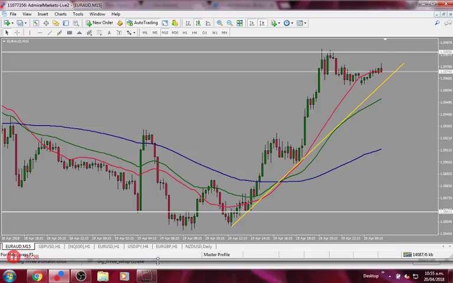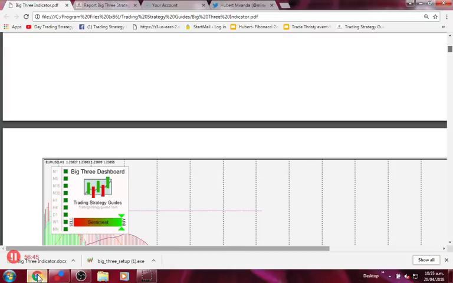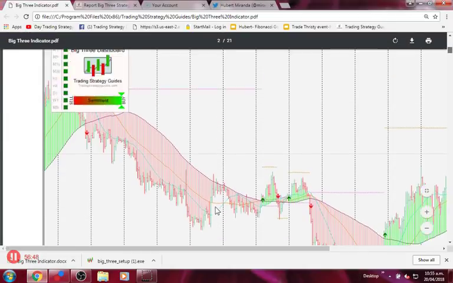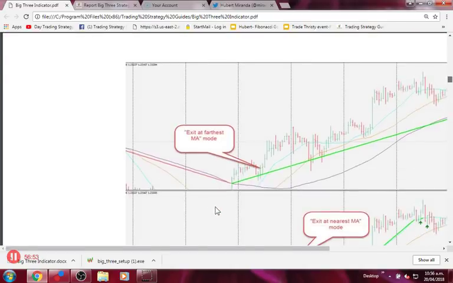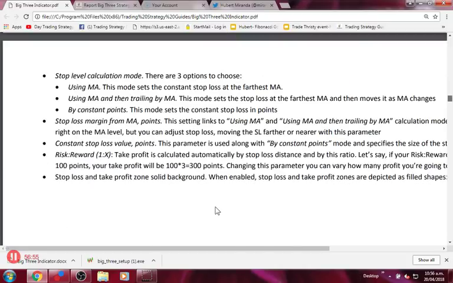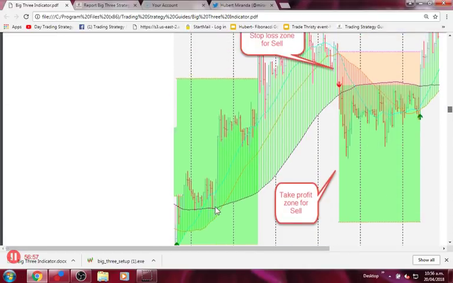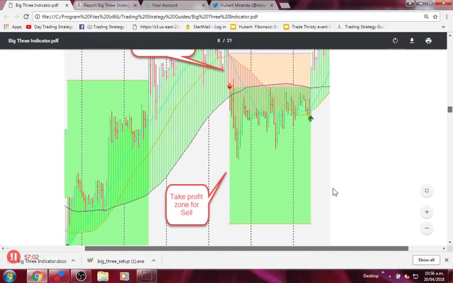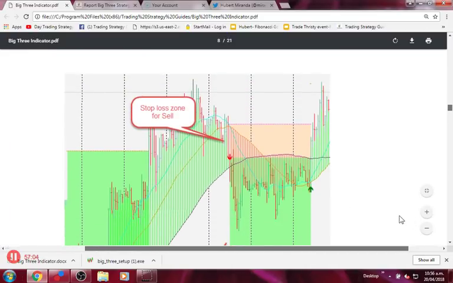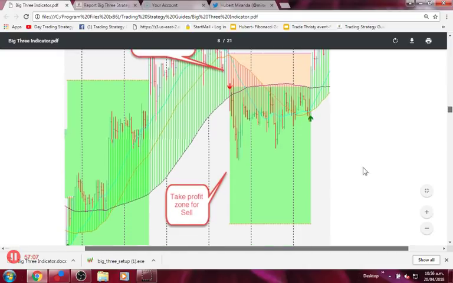So the big 3 indicator, yes, it does provide guidance on where you should exit trades. If I go back to this, let me just try and find a slide. So here it will show you a zone, basically a zone for profit taking potentially.